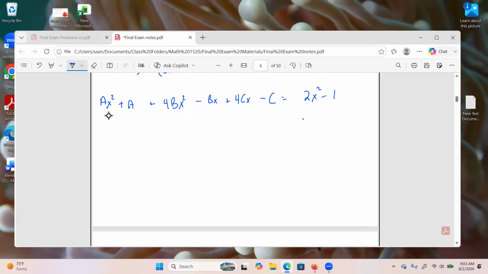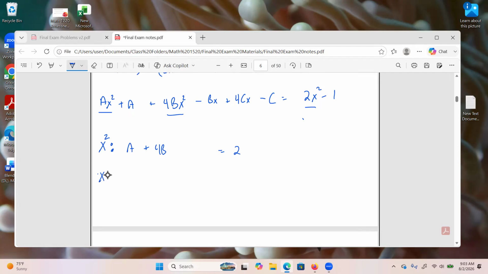So what we're going to do is something called equating the coefficients. I'm going to claim that all the stuff that adds up to x squared on the left side has to equal the stuff that adds up to x squared on the right side. The same thing for the x's, and the same thing with the constants. So we're going to write down a little chart here. For my x squareds, we have A plus 4B is equal to 2.